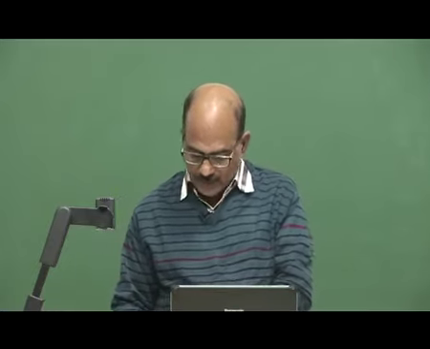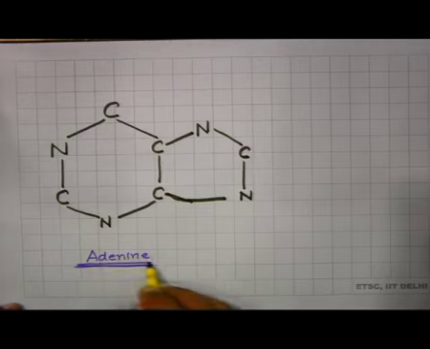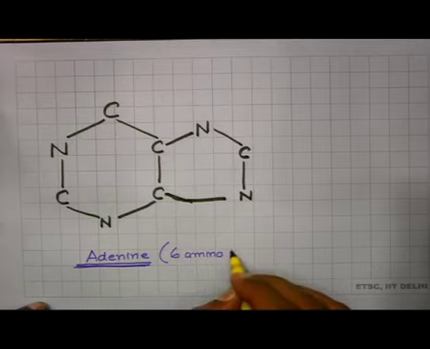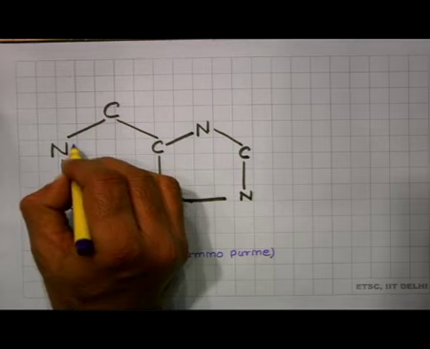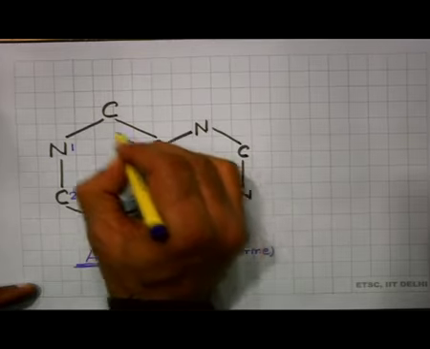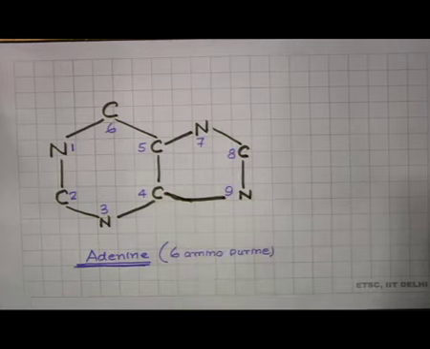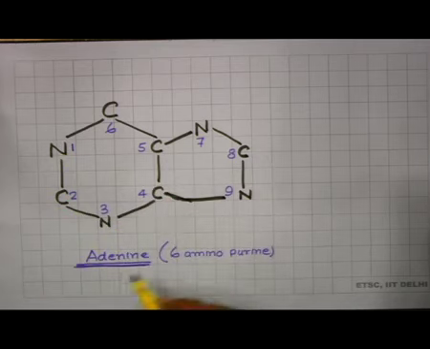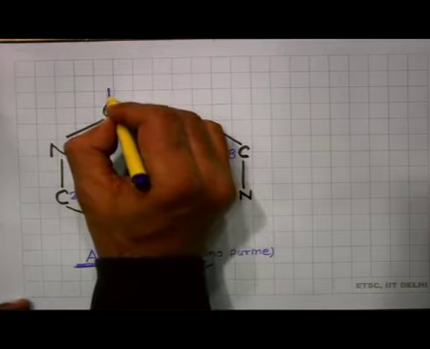By knowing this, we can easily write the structures of all five nitrogenous bases. Let us write the structure of adenine. First of all, you know that adenine is also known as 6-aminopurine. Number the atoms: this nitrogen is 1, 2, 3, 4, 5, 6, and here 7, 8 and 9. So, in purine 9 atoms are arranged in this fashion. If adenine is 6-aminopurine, then at the 6th position you place the amino group.